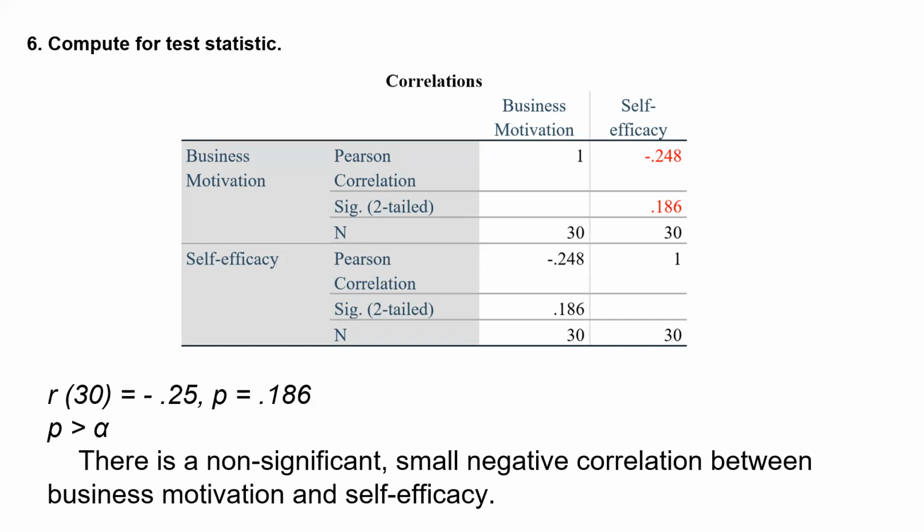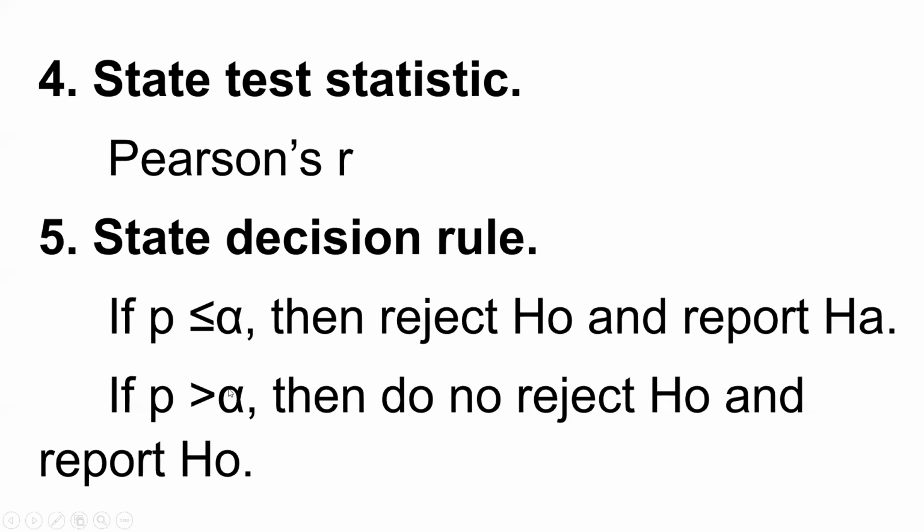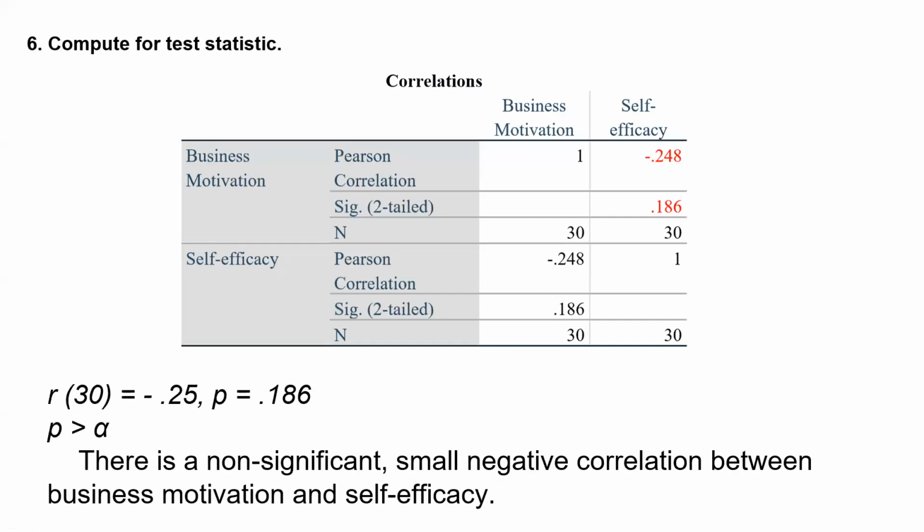So if it's greater than 0.05, if we go back, what does it say? If it's greater than 0.05, then do not reject H0 and report H0. That's why, if you report H0, then there is no significant difference. So we could say there is a non-significant, comma, small.